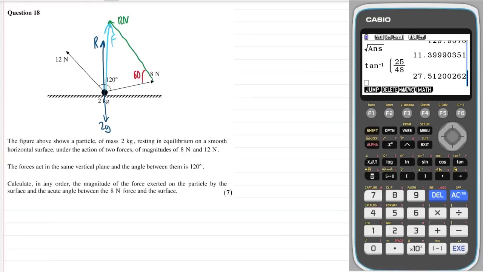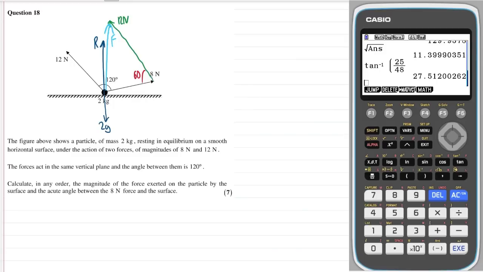And notice as well that the light blue F must be going directly upwards. That's because it's in equilibrium and there's no frictional force from the surface, which means that the horizontal component of the 8 newton force must balance the horizontal component of the 12 newton force, which means that we have 0 in the i direction sum of forces. So F must be straight up like I've drawn here.